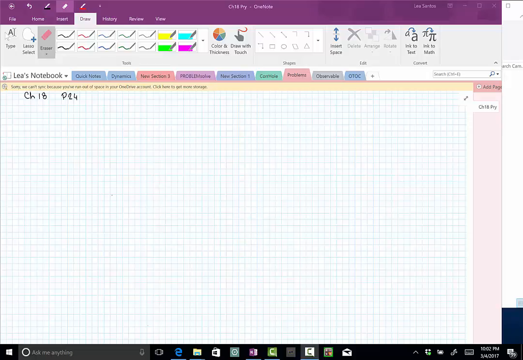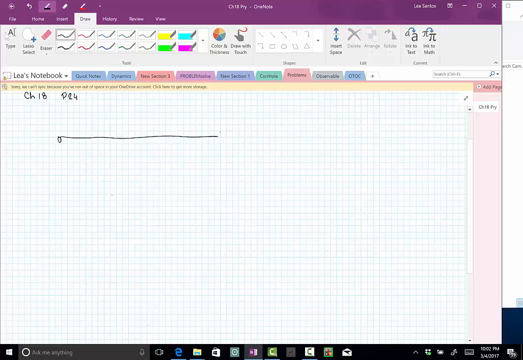Problem 24, Chapter 18, Giancoli 6th edition. So we have a wire that has length 10 meters. Let me try to make a drawing here of this wire. Its whole length is 10 meters, but it's divided in two pieces.